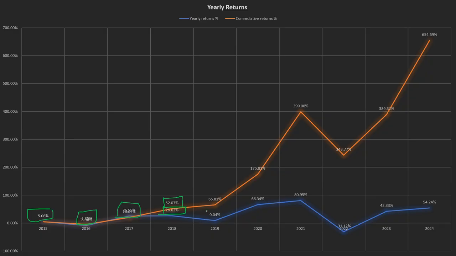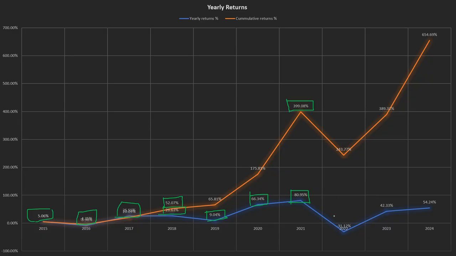In 2019, the returns dropped, but the sector still managed to give positive returns of 9.04%. 2020 was a very good year for this sector, even after the COVID crash. This sector gave 66.34% return in 2020. 2021 was even better. This sector gave returns of 80.95%, which pushed the cumulative returns to almost 400%.